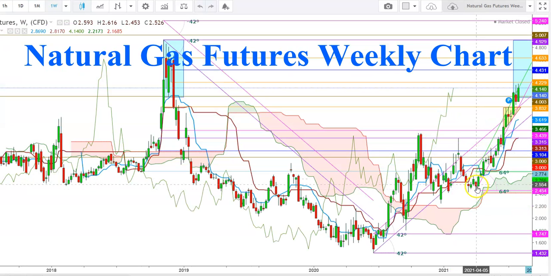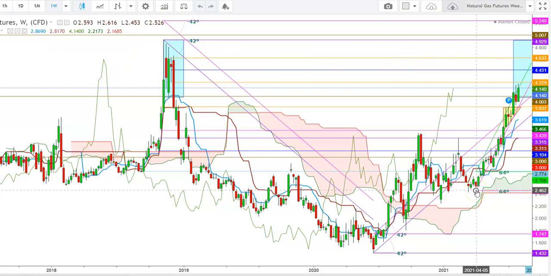So here you can see how the natural gas futures have been constantly maintaining the current uptrend from the levels of $2.462, which it tested on April 5th 2021, and since then the natural gas futures have been constantly moving upward and finally have tested the levels of 4.2.